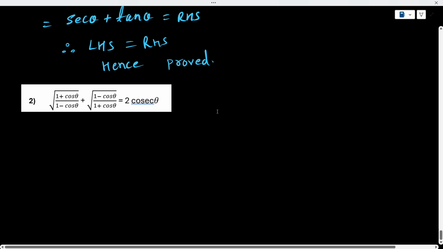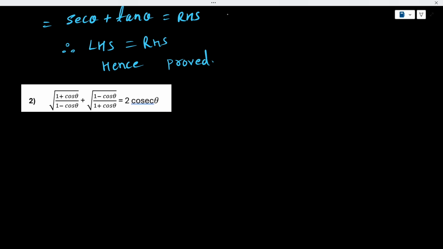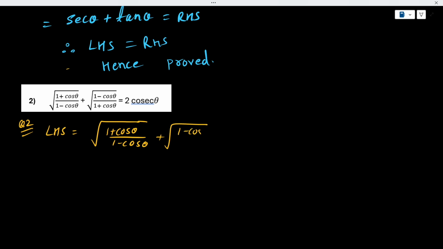Now what you will do here, if you'll see here, there are two non-perfect squares. So you are going to repeat the same steps inside both the square roots. So what do we do here? Let us start with the left hand side, which is square root of 1 plus cos theta by 1 minus cos theta, plus square root of 1 minus cos theta by 1 plus cos theta.